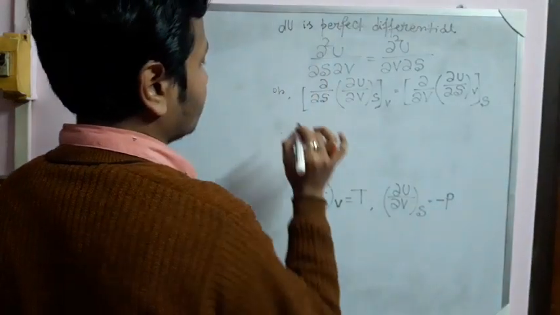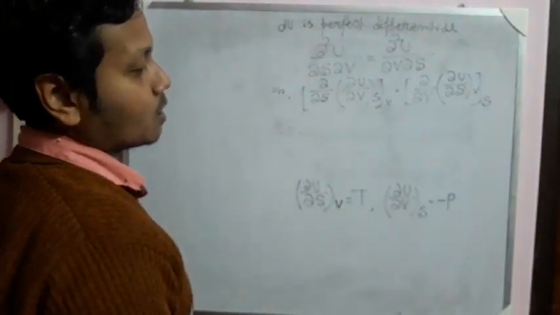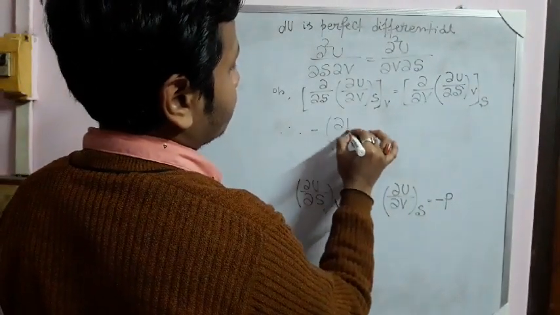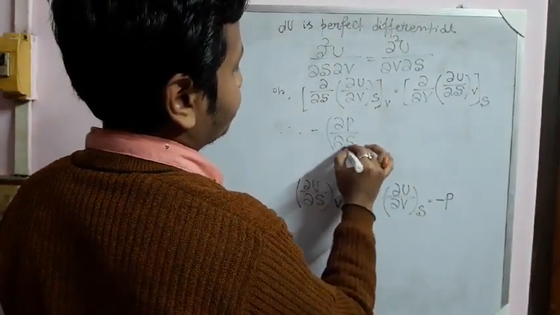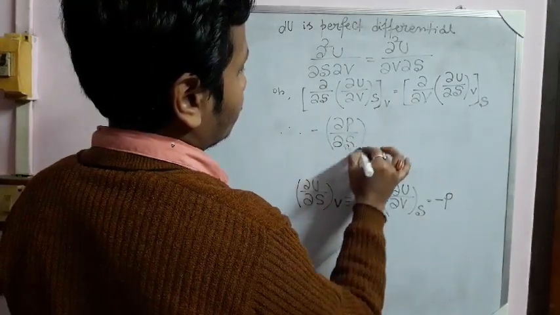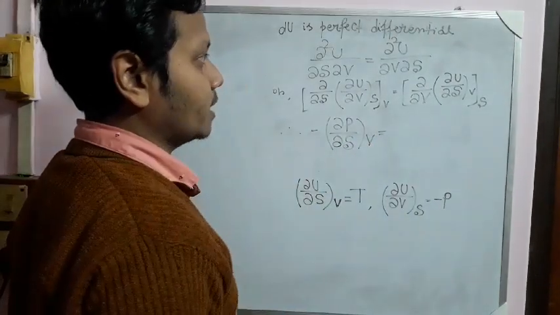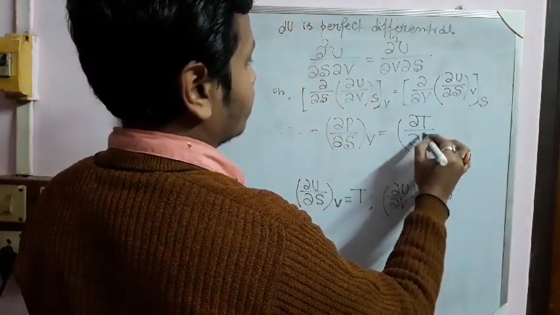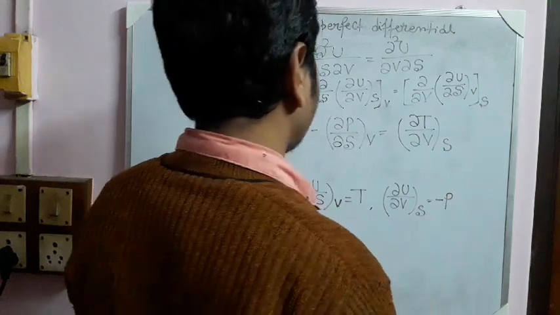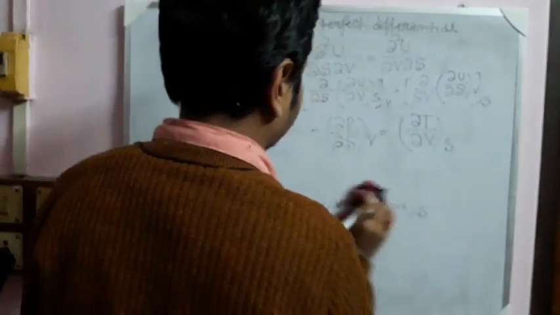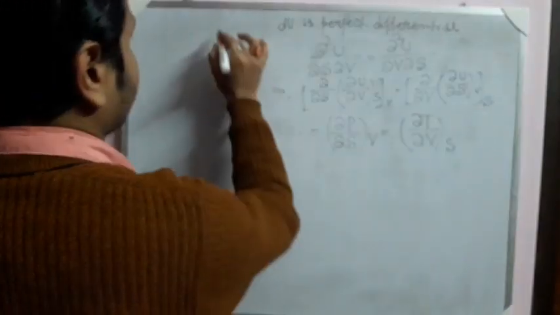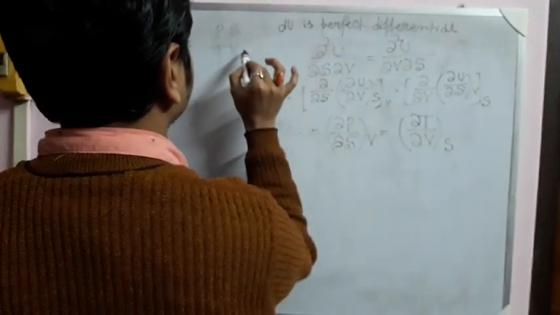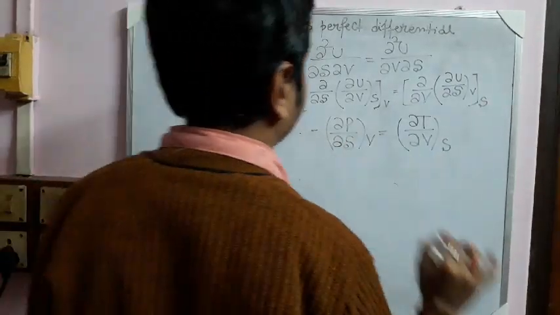Now del U del V at constant S means minus p. So minus del p del S at constant volume. This we can write, as del U del S means T, so that is del T del V at constant S. So what is this? This is one of Maxwell's thermodynamical relations, that is del T del V at constant S equals minus del p del S at constant V.